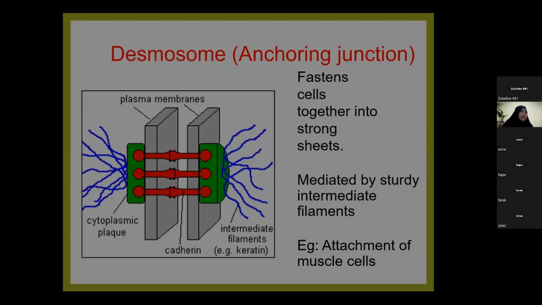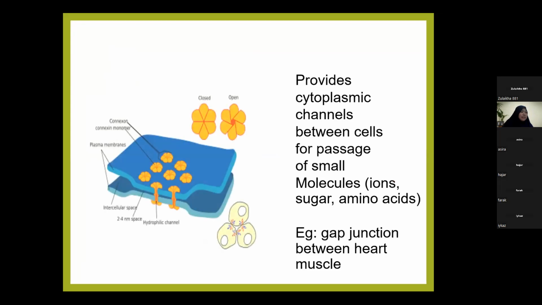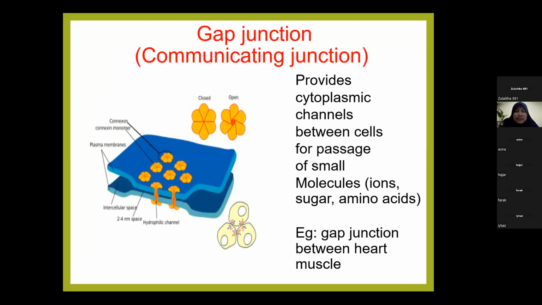Alright, next, number 3. Gap junction, right? Or communicating junction. Nama lain dia, communicating junction. Okay, so gap junction bentuk dia macam kelopak bunga. Dia macam pore. Dia boleh buka, dia boleh tutup. Alright, so the gap junction. Right, so the gap junction provide cytoplasmic channel between cell.